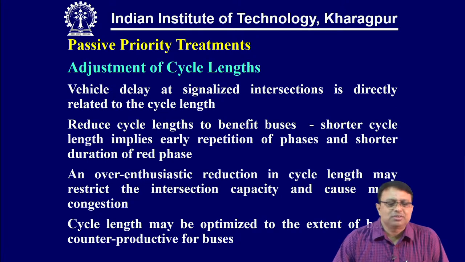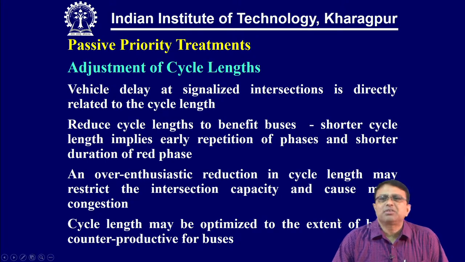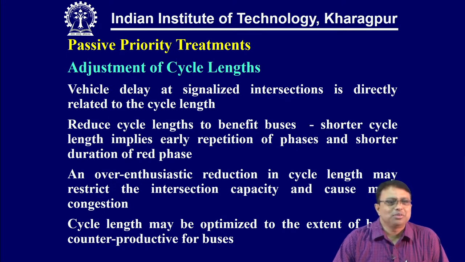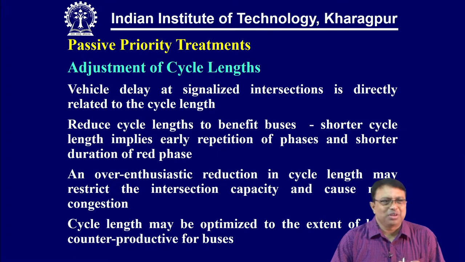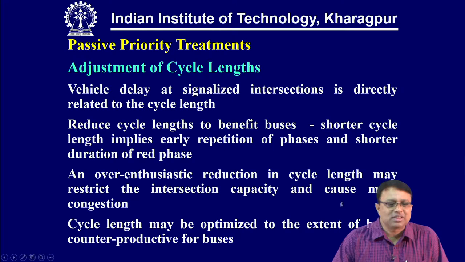Adjustment of cycle length is what? Overall cycle length we are going to change, right? Now, generally what we say, the bus is approaching, if you reduce the cycle length, then what will happen? More frequently that direction will get green time, right? The overall gap will be less because the signal cycle itself is less. So, reduce cycle lengths to benefit buses, right? Shorter cycle length implies early repetition of the phase and shorter duration of red phase.